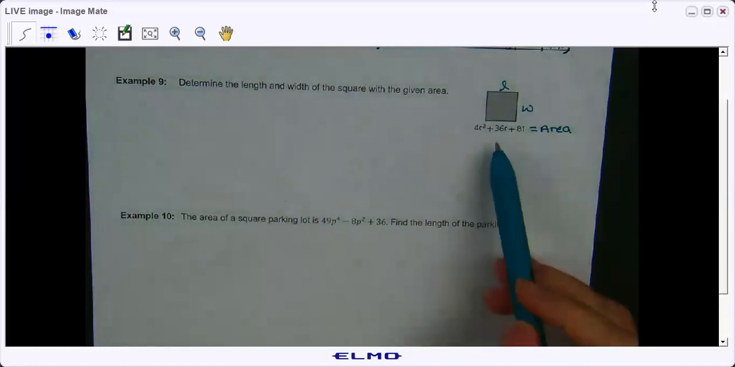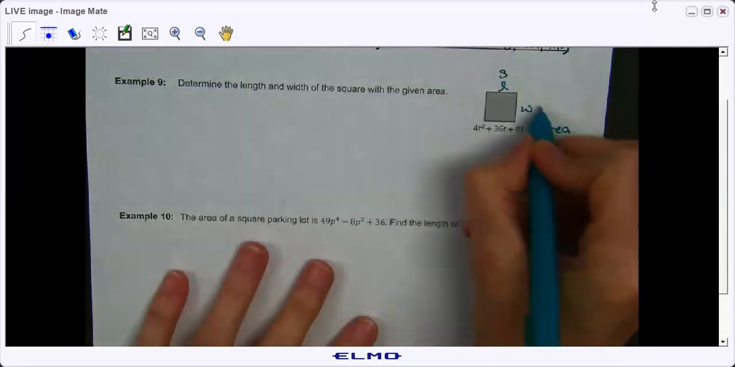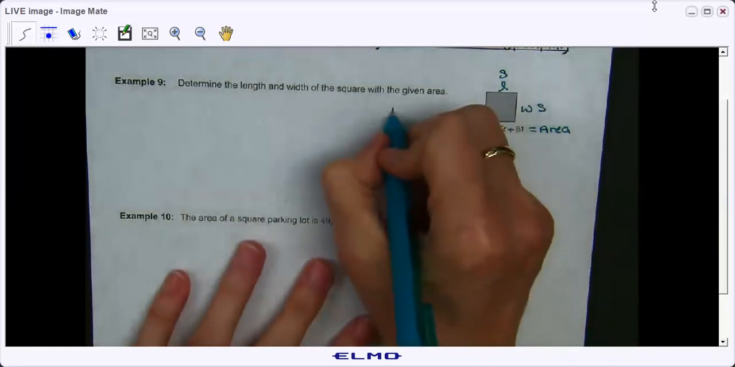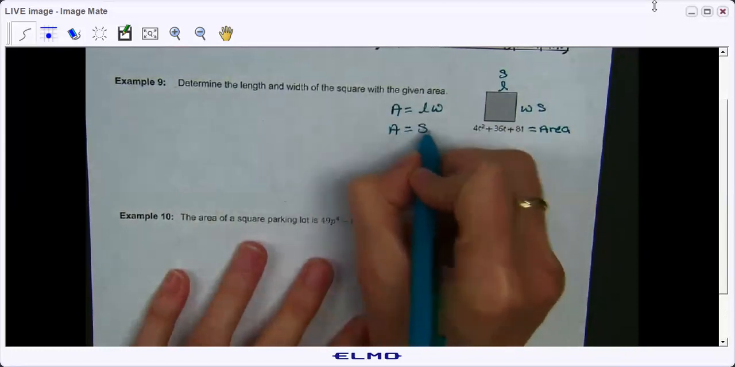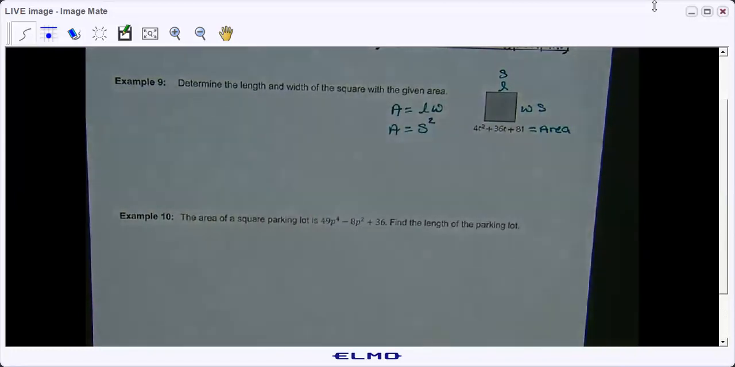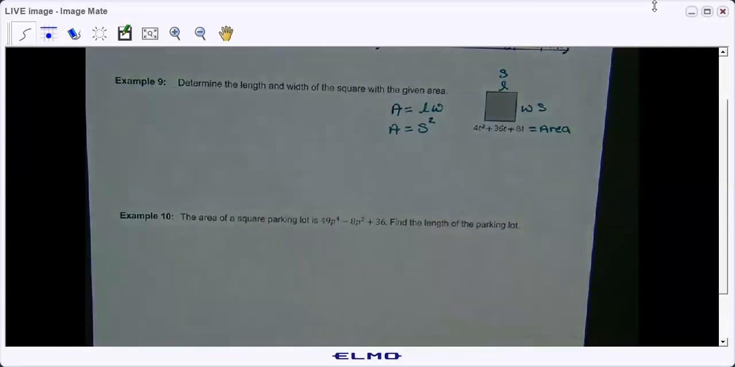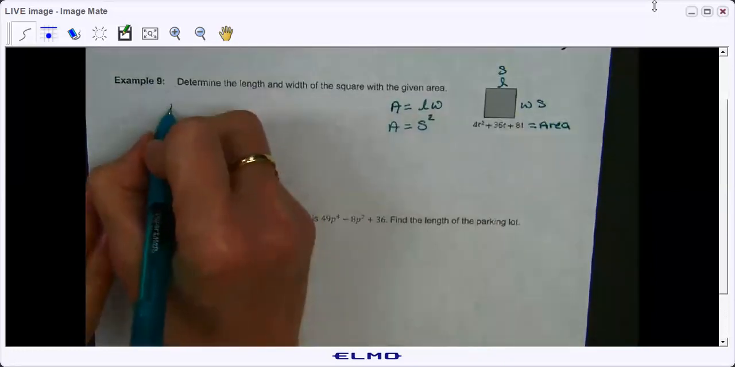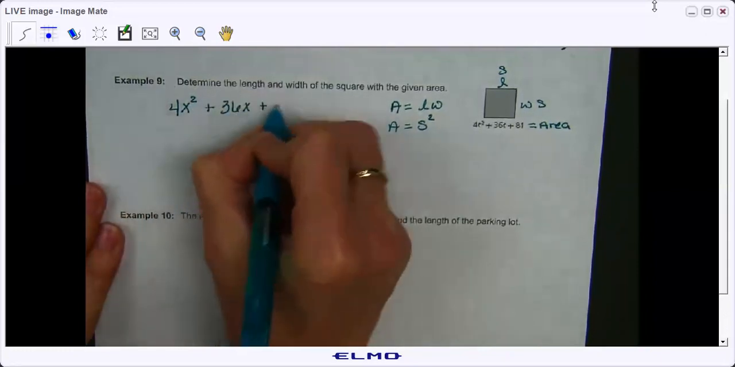Another thing you should know is that if you take the side and the side, it's the side squared. Okay, so the area of a square is length times width, or side squared. Knowing that, we should be able to factor this perfect square trinomial out to get what your length and your width is. So let's write it out over here. And instead of t, I'm going to use x. So we have 4x squared plus 36x plus 81.